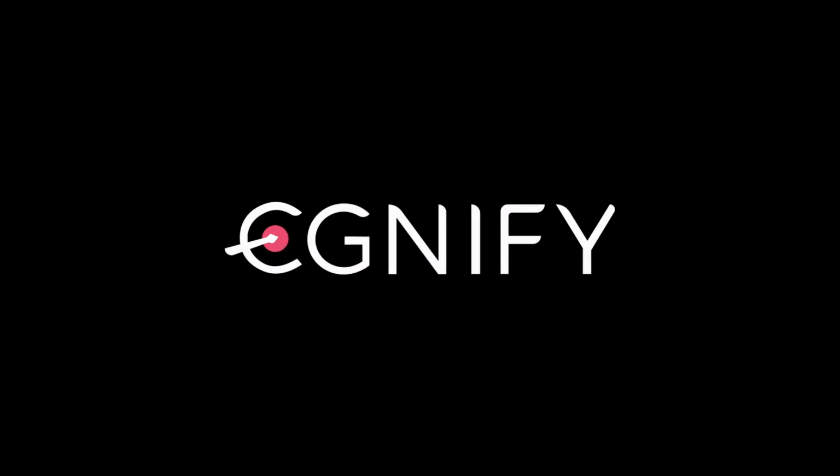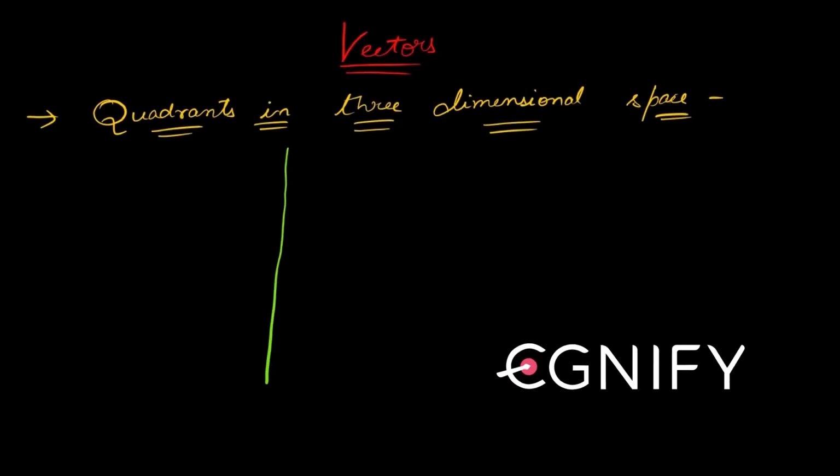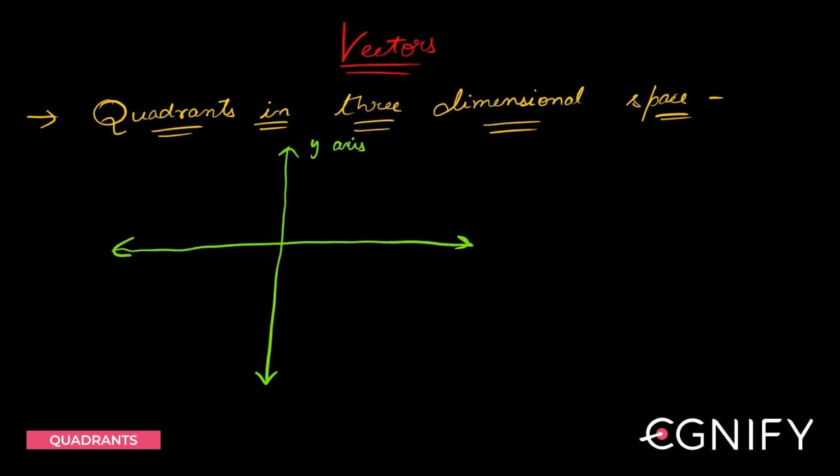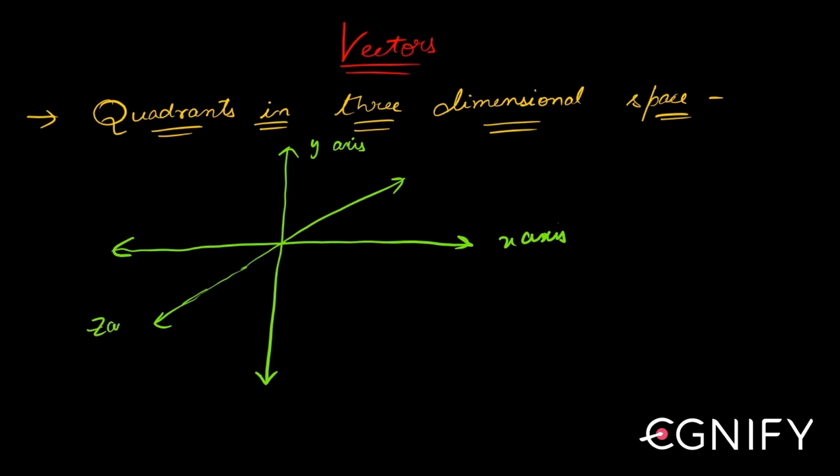So yeah, let's look at the quadrants in three-dimensional space. Let me construct the three-dimensional space. The arrows on both sides represent your y-axis. Here, this represents your x-axis, and the one coming out of the plane of the paper and going into it represents your z-axis. Now, as I've already told you, you can rotate it and bring your z-axis here, x here, y here. That can always happen, so it depends on which orientation you are comfortable using.